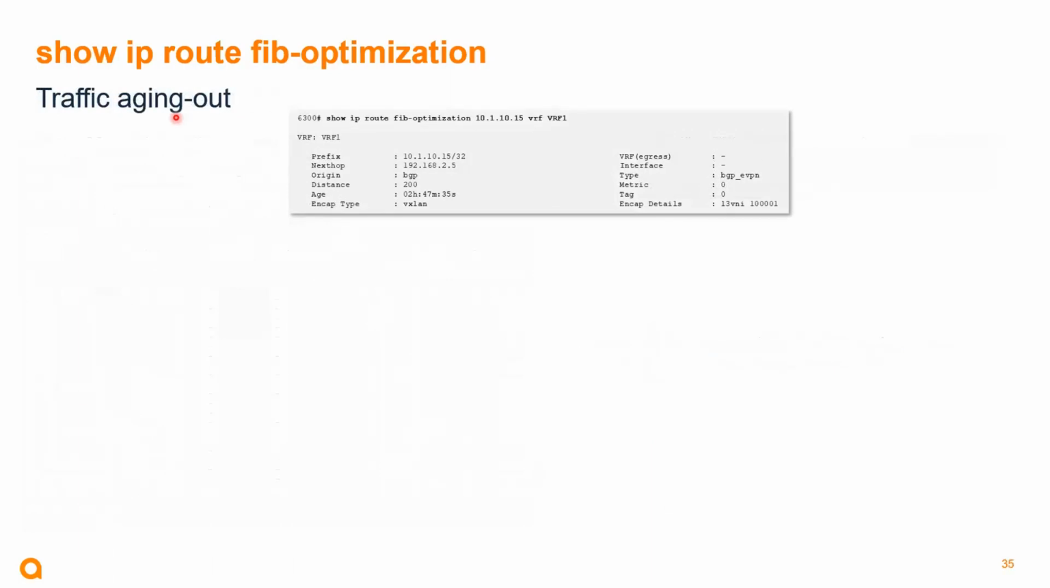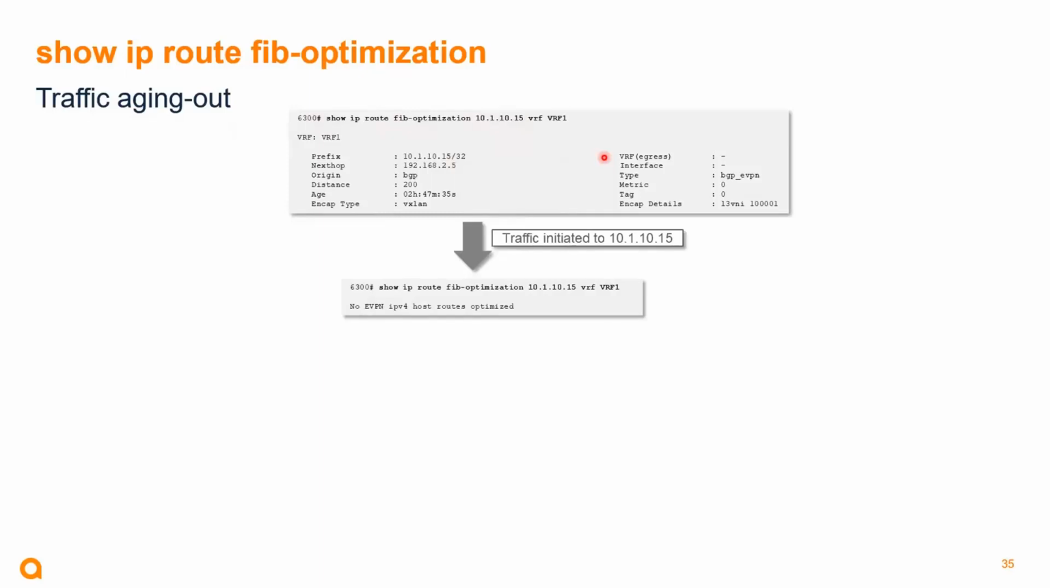Show IP route FIB optimization for the traffic that is edging. Here I will go through a typical process of what happens if the flow is active and then edging. On that access switch, I will do a check on that destination. You can see that it's known here, and as it is in the FIB optimization report, it's optimized. Let's say the traffic is initiated by some connected host to that destination. Then in show IP route FIB optimization with 10.1.10.15, that route will disappear. It means that it is not optimized; it is programmed in hardware.